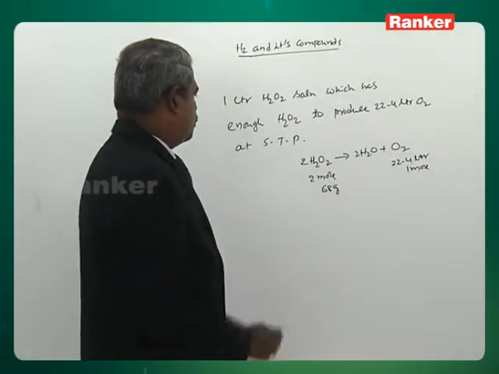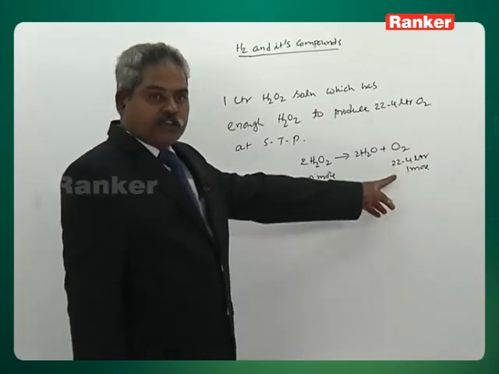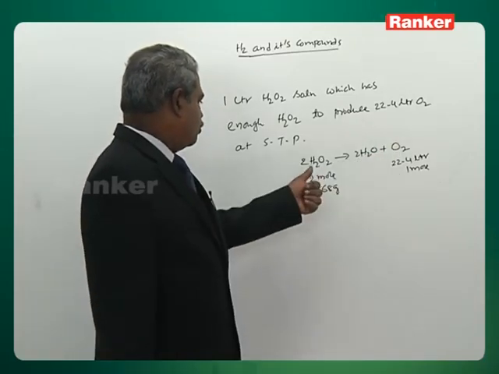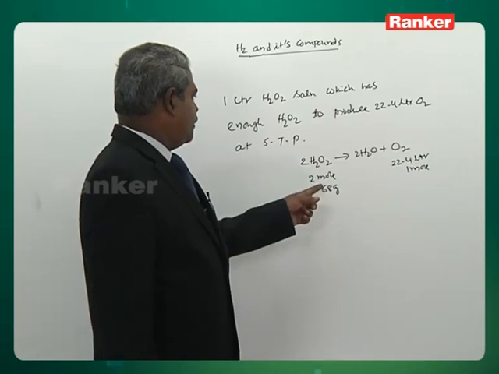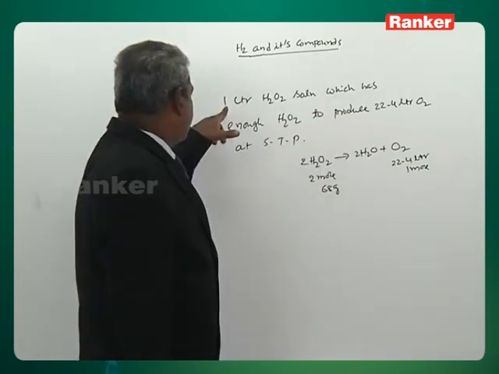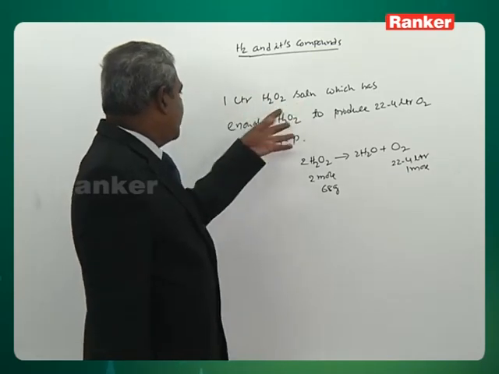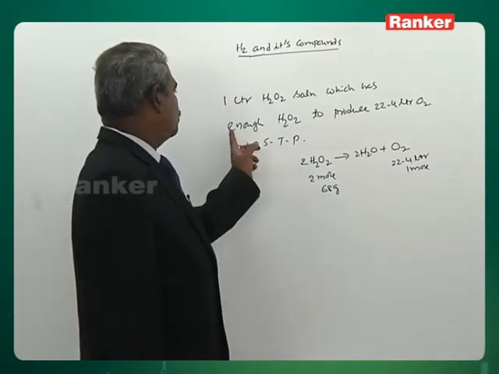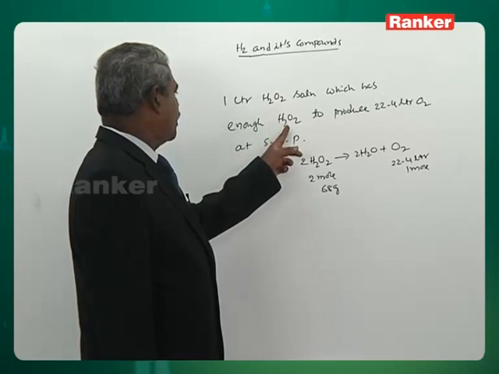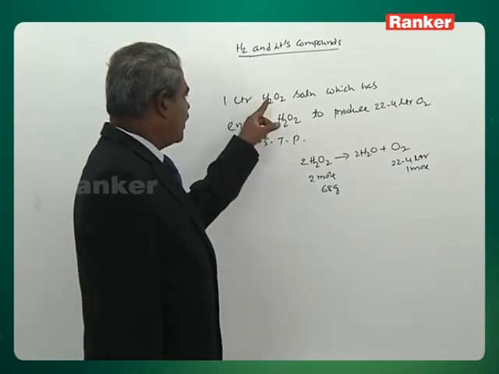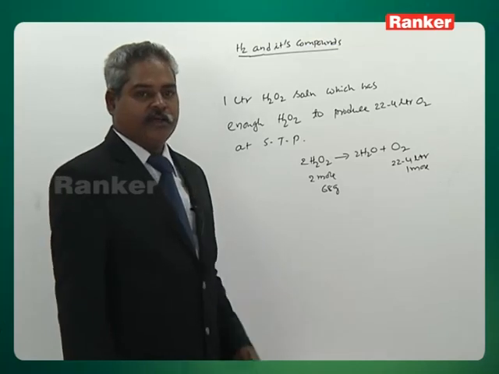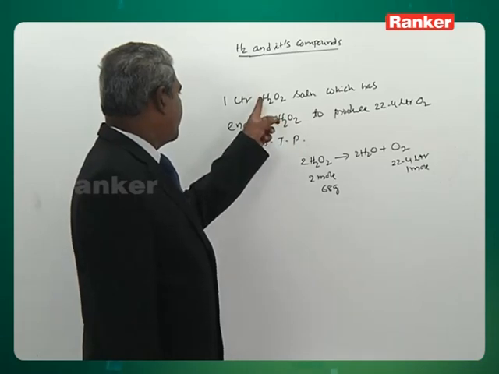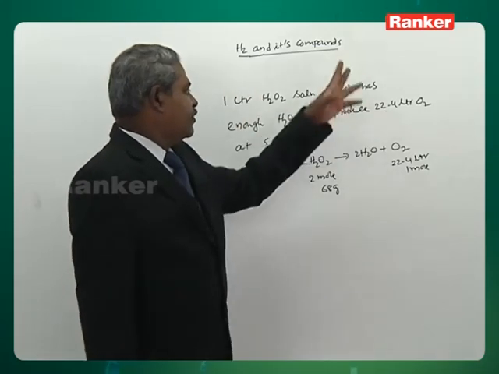Now, if you want to get 22.4 liter oxygen, it's possible only when you have 2 moles, that is 68 grams. But you are getting this 22.4 from 1 liter. So, 1 liter of H2O2 solution which has enough H2O2. How much H2O2 should it have? Enough means it should have 2 moles, 68 grams. So only if you have 2 moles of H2O2, 68 grams in 1 liter, can that 1 liter solution give 22.4 liter oxygen at STP on heating.